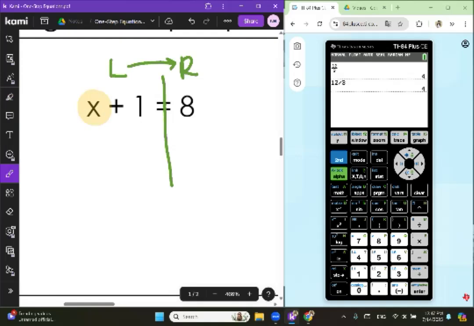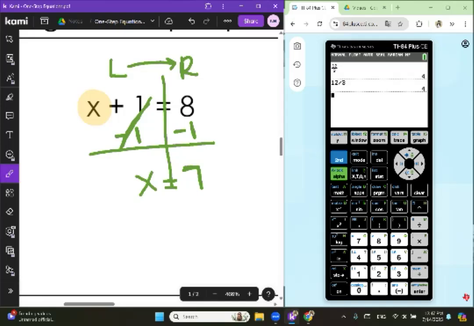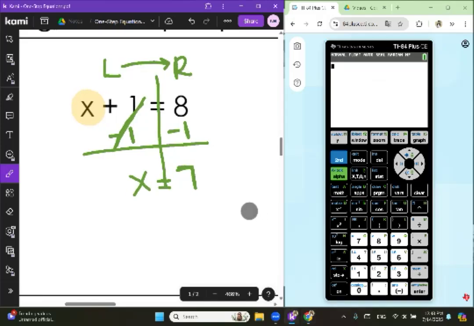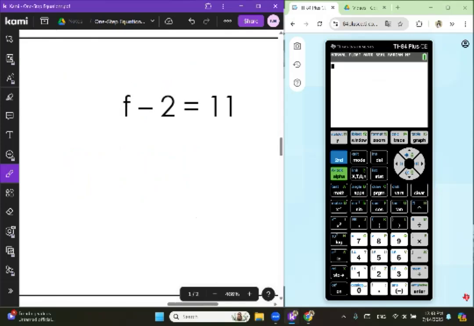x and 1 is connected to the x with a plus sign, so we change it to a minus sign. Just because we get rid of it doesn't mean it disappears. So you get x equals 7. And that ended up being the same exact equation as the one above, but it's okay. Helps to practice. Might not need a calculator for this lesson. Next one. First thing you want to do, split up your left and your right side.